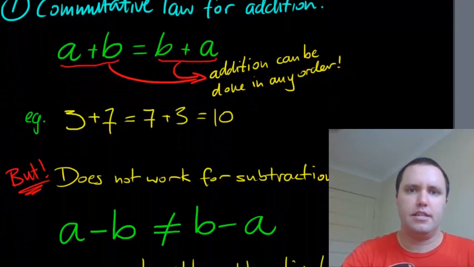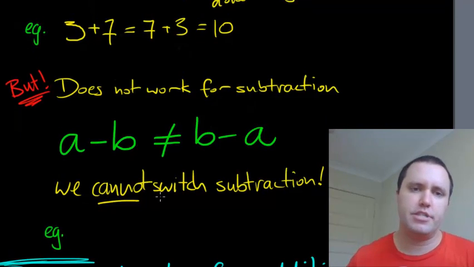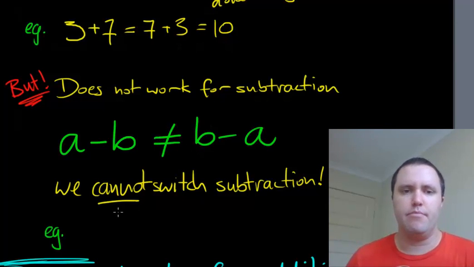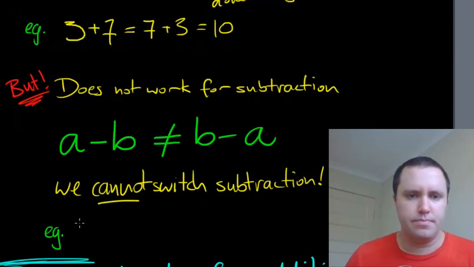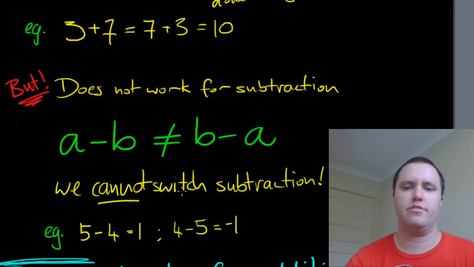But the commutative law does not work for subtraction. So we cannot switch subtraction around. A minus B is not the same thing as B minus A. For example, 5 minus 4 equals 1. But 4 minus 5 is the same as negative 1. Okay, so we can't just switch the numbers around in subtraction. Okay, it doesn't work that way.